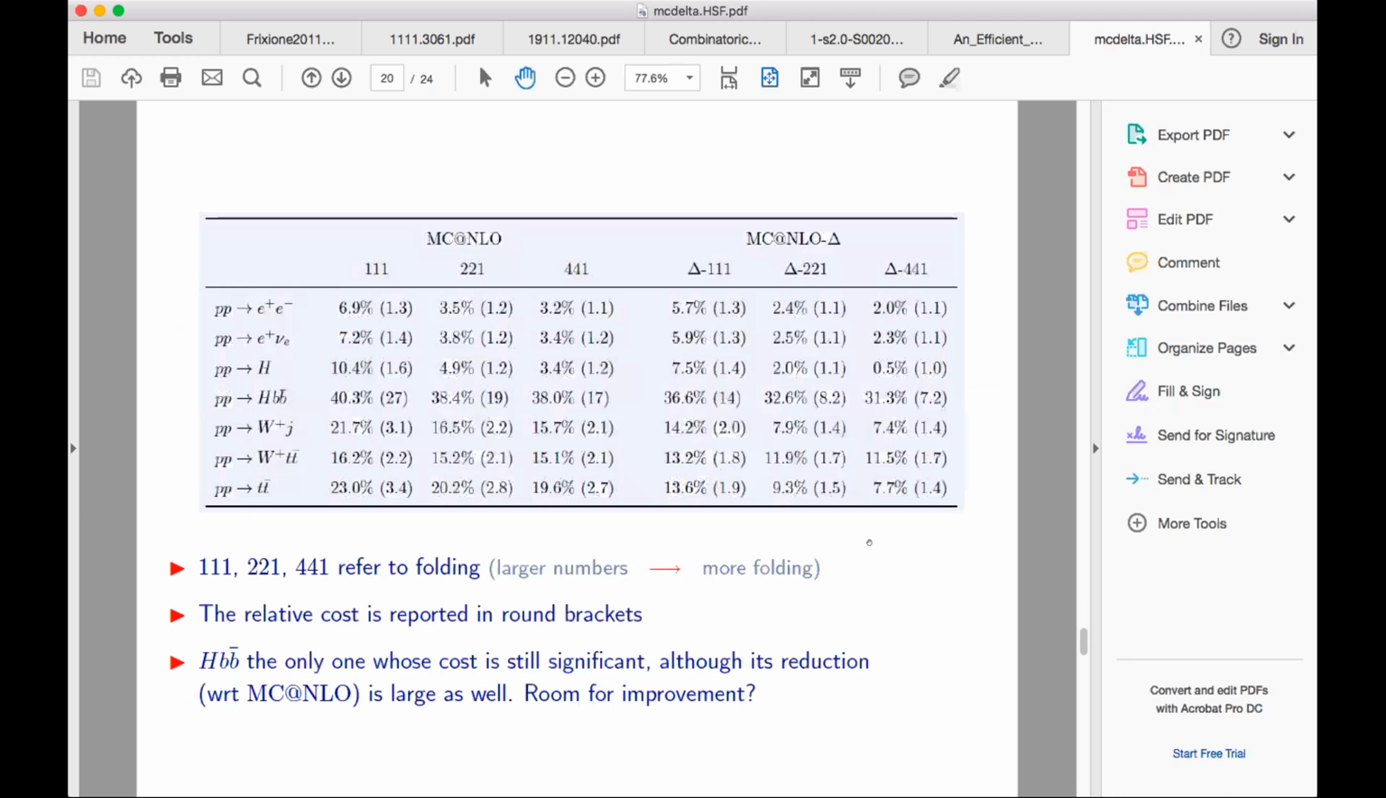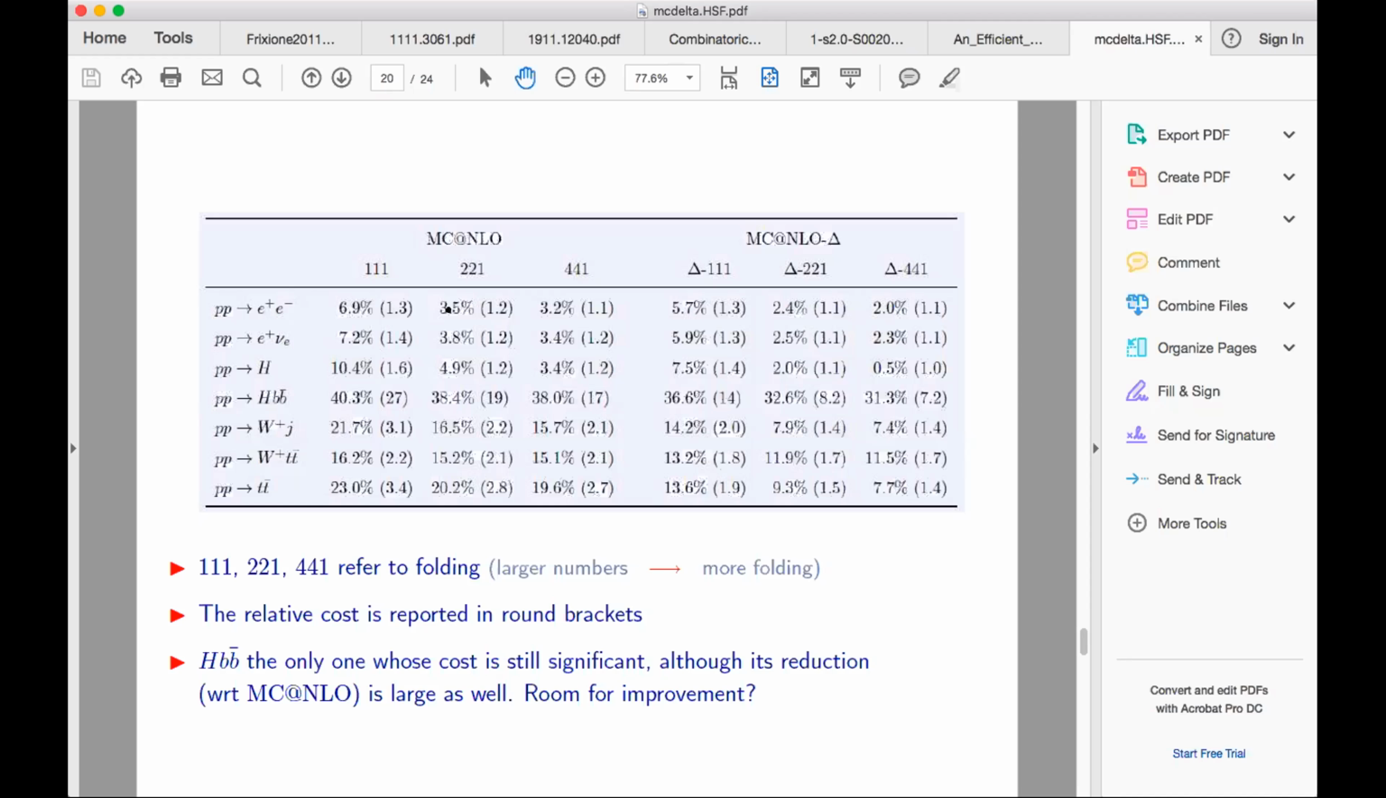So these are just a few results. And as you see, if you move from left to right, the situation improves in the sense that you reduce the negative weights with folding. These are the numbers here, 111, 221, 441. The meaning is that the larger the number, the more folding you do.